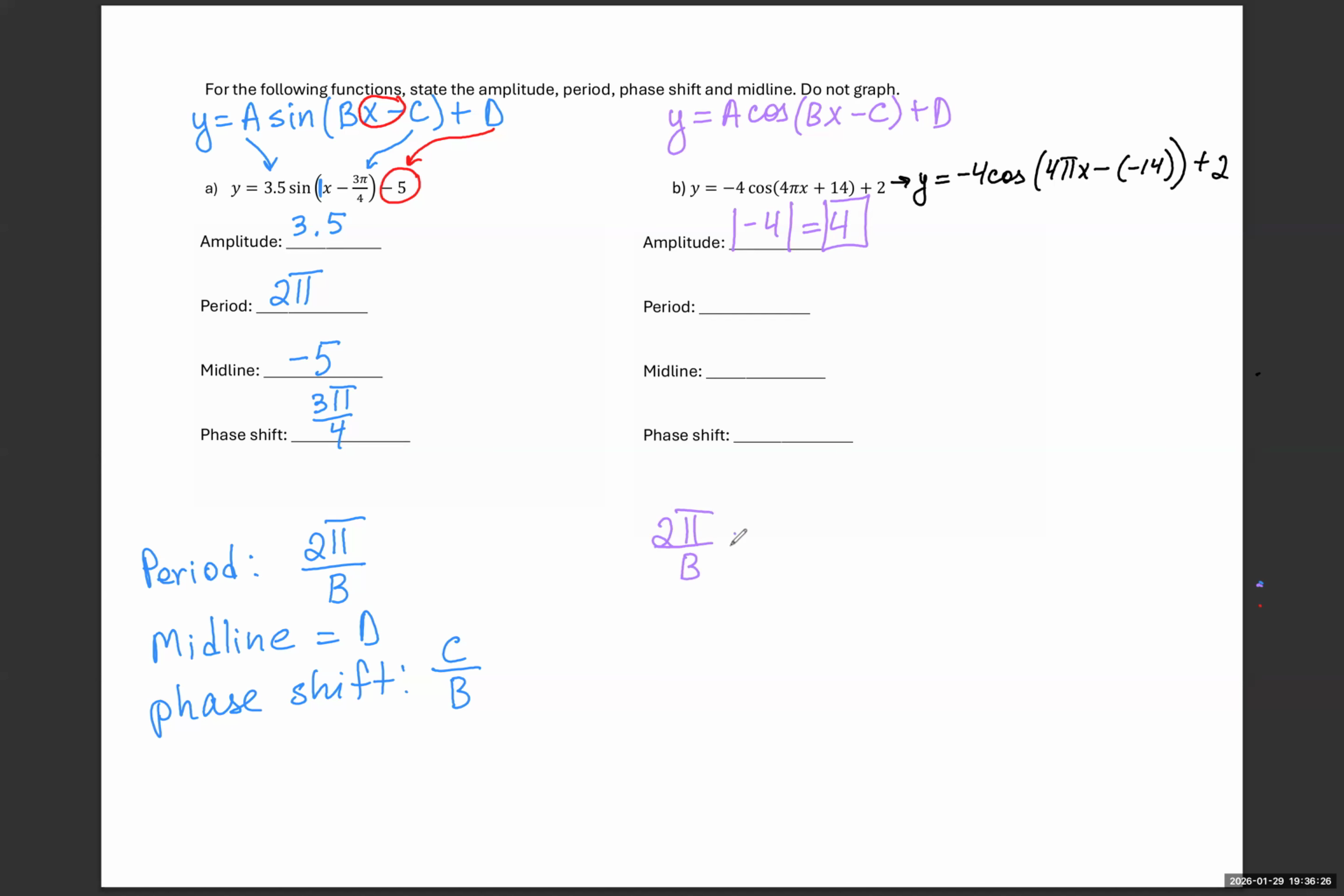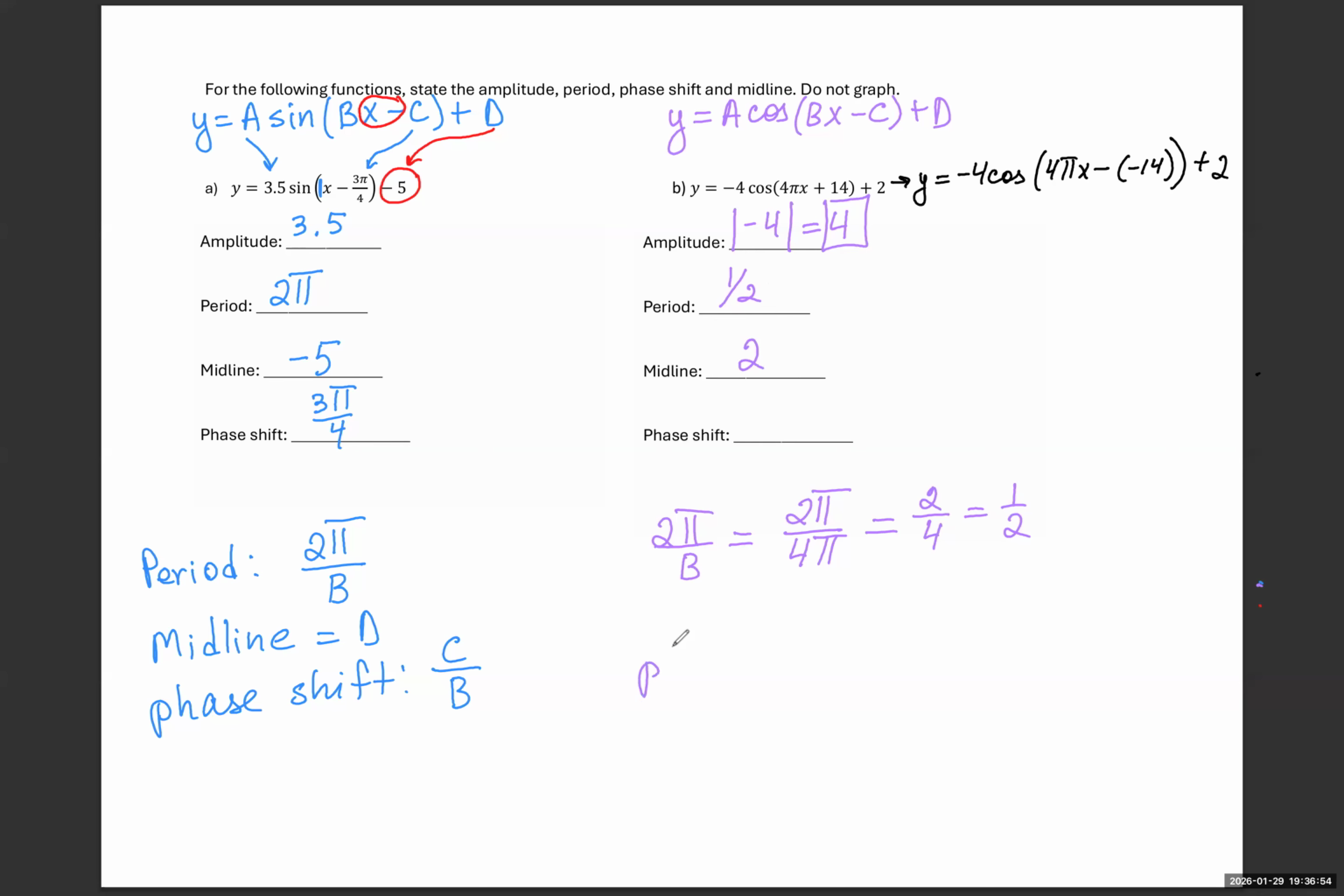This time my b is not just 1, so let's go ahead and calculate it. 2 pi over 4 pi. The pi will cancel out, and the 2 and the 4 will reduce. So 1/2. The period is just 1/2 on this one. The midline, that's the easiest one to determine. It is the value of d, and it's just 2, positive 2 in this case.